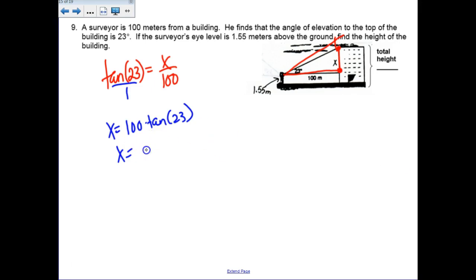What'd you get? 42.4? Okay. So am I good? Is that my answer? No. All right. Not quite, right? Because that's just from here to here.